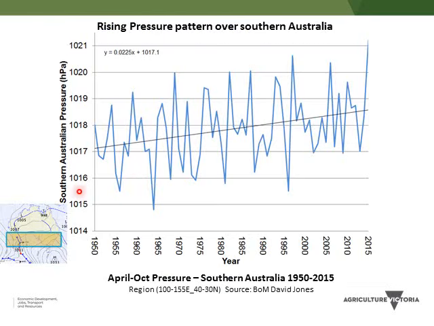And here we've got the pressure pattern. This is this region over southern Australia since 1950. The pressure goes up and down from one year to the next, and often El Nino years are when there's a higher pressure over this part of the world, and La Nina years are lower.